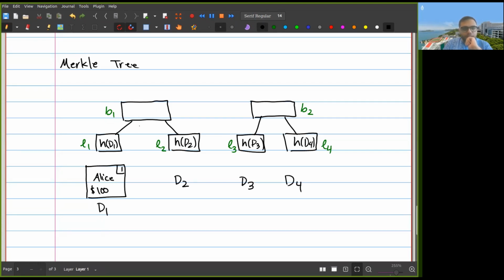I can just take the hash of these two nodes and put it in the parent. So I just take the hash of L1 and L2. And whenever I write this, I just mean concatenation. I'm thinking of L1 and L2 as a binary representation, a string, and I'm saying: put these two strings together, take their hash, and put that in B1. And here I would again put the hash of the two children, the hash of L3 and L4.